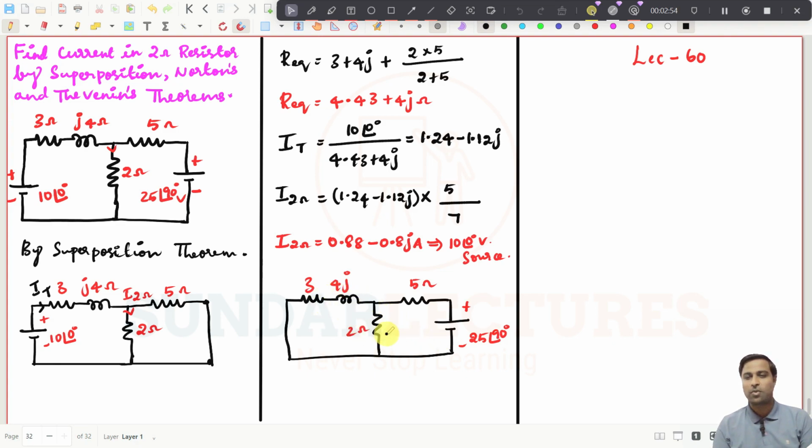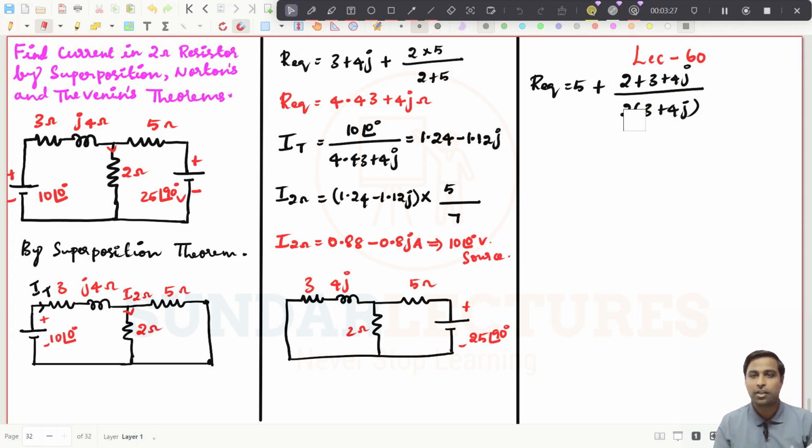Then what I can do? These two are now connected in parallel with the 5 ohms resistor. If I want to find R equivalent, that should be 5 plus these two connected in parallel. So then it will be 2 into 3 plus 4j, maybe I am just considering this as a single impedance, and then 2 plus 3 plus 4j. Sorry, I have made a mistake. We need to add in the denominator and multiply in the numerator, right? So adding in the denominator, 2 plus 3 plus 4j, and multiplying, I have 2 into 3 plus 4j, right? So this is the equivalent resistance.